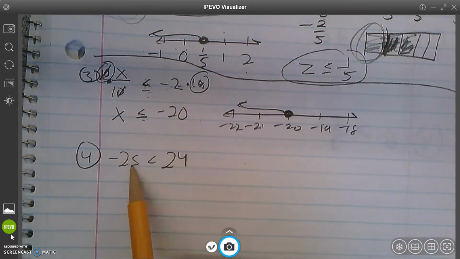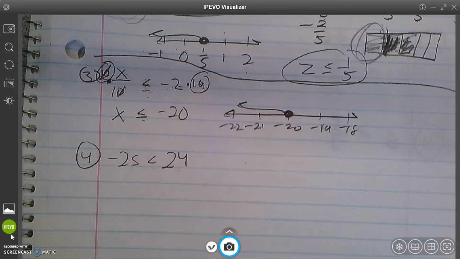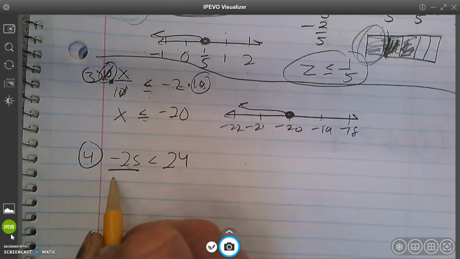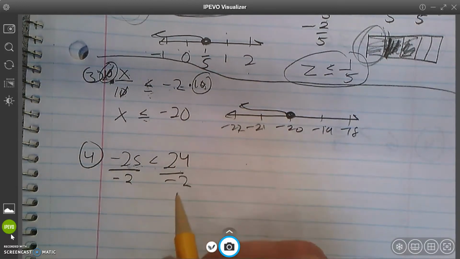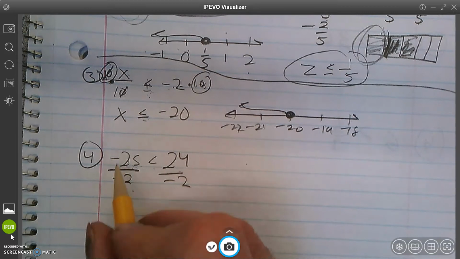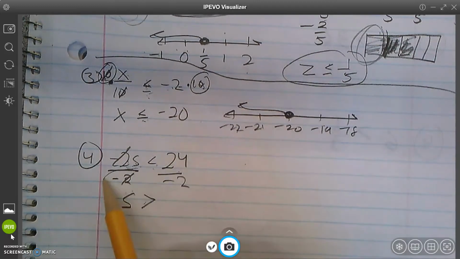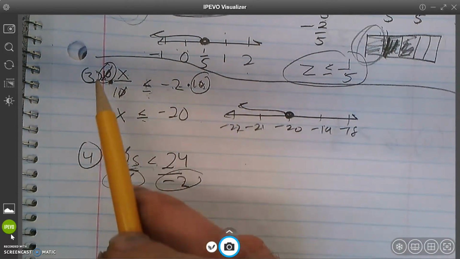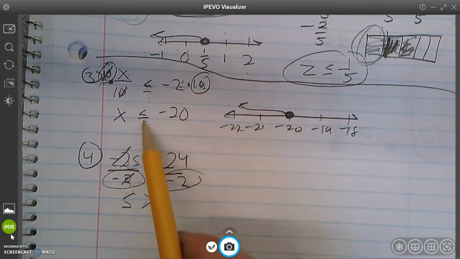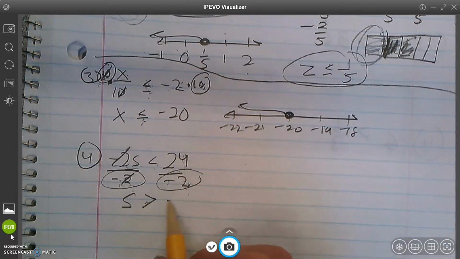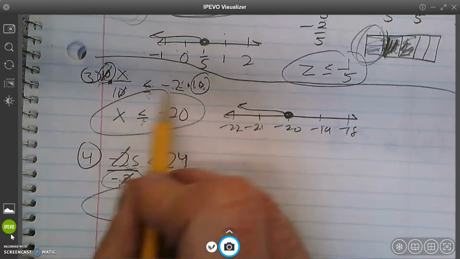So -2 times s is less than 24. So the opposite of multiplication is division. Oh, I divided by a negative. 1 times s is just s. Divided by a negative, so the inequality flips. It flips on this one because I divided by a negative on both sides. Here I multiplied by a positive, and so the inequality stays. Divide by a negative, and the inequality flips. So 24 divided by negative 2, half of 24 is 12. A positive divided by a negative is a negative. There we go. So always circle my solution.